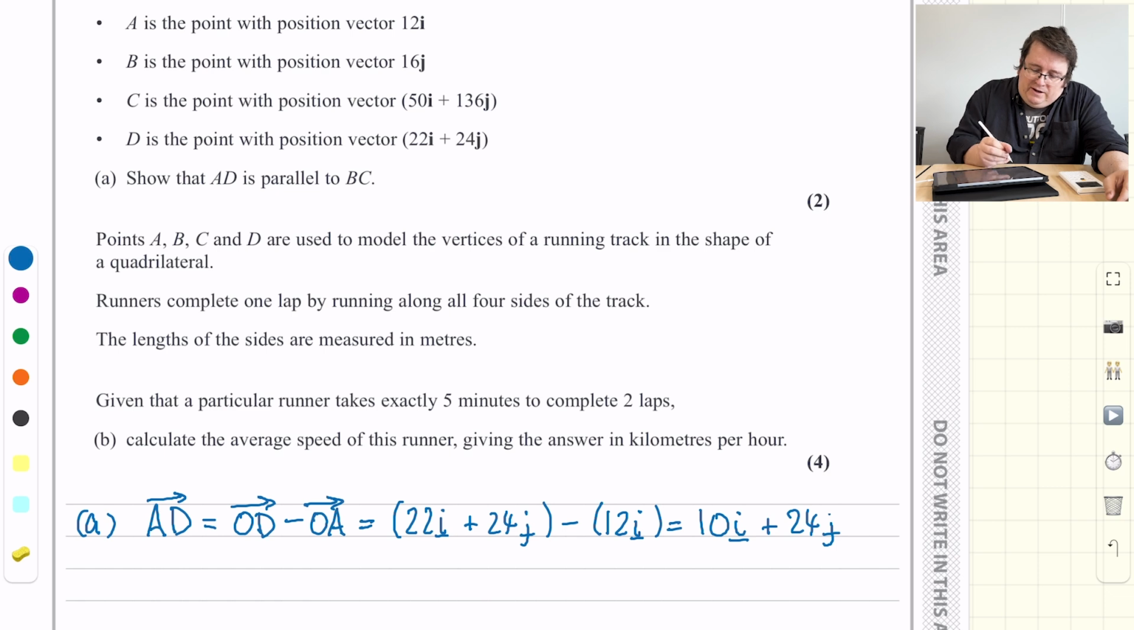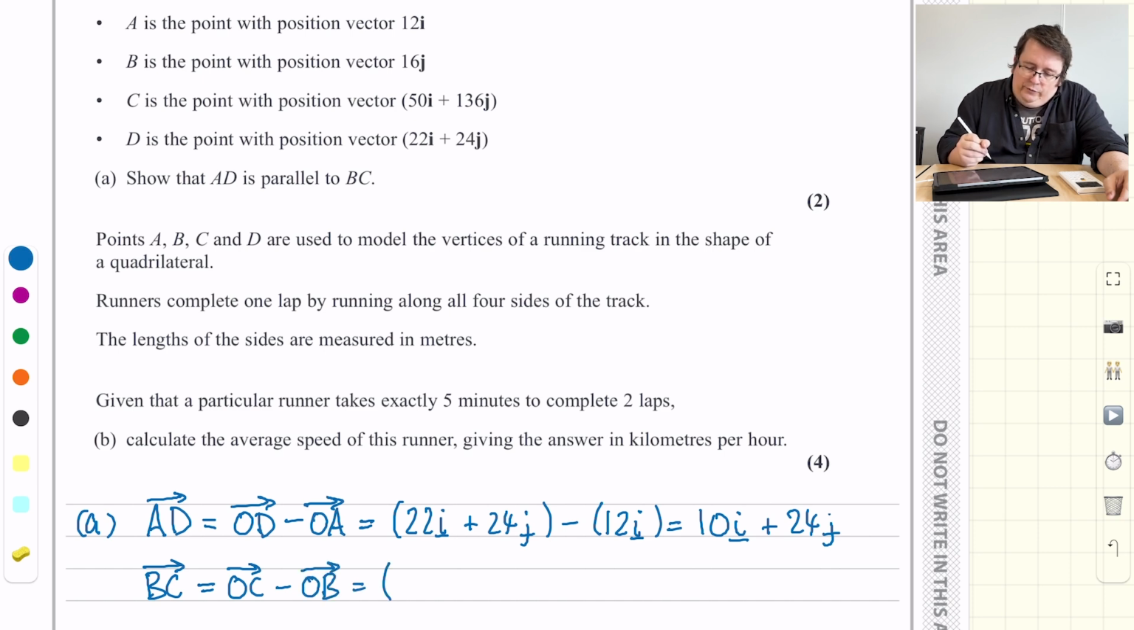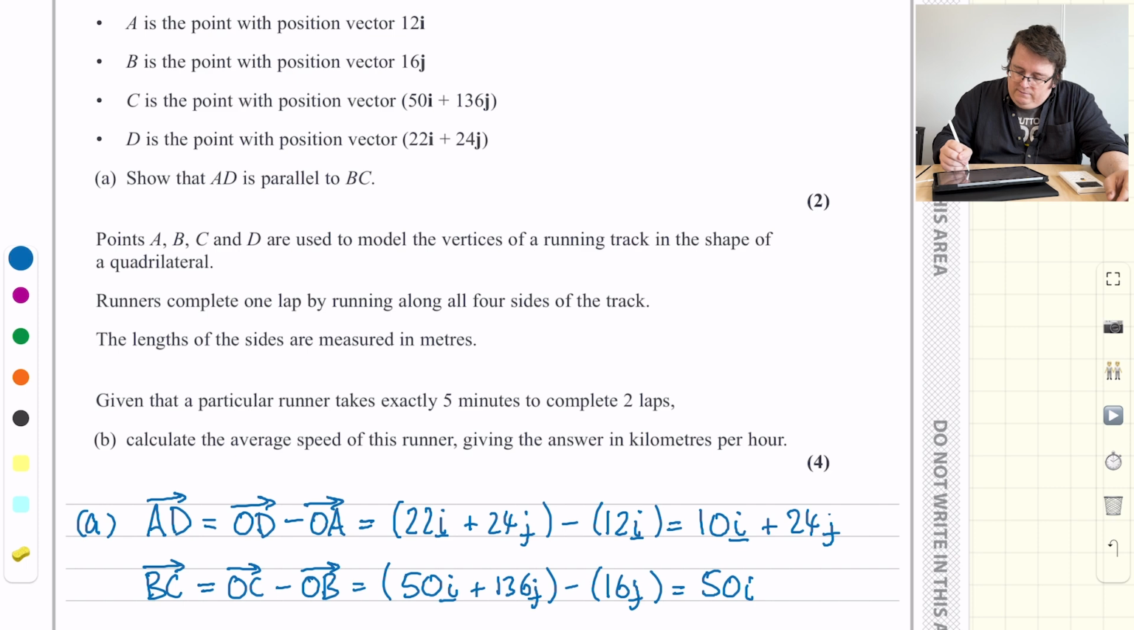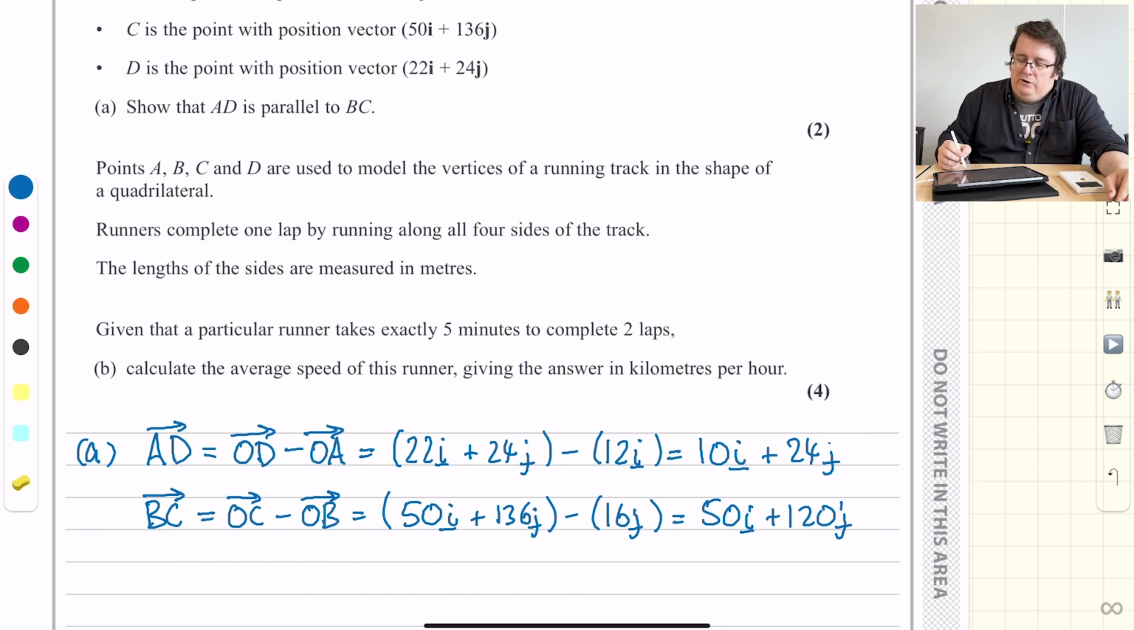Now we also need to find BC, so BC is OC minus OB. Now OC is 50i plus 136j, and OB is 16j. So we have 50i, 136 take away 16 is 120. Okay, so comparing those two, you can see that BC is 5 lots of AD.